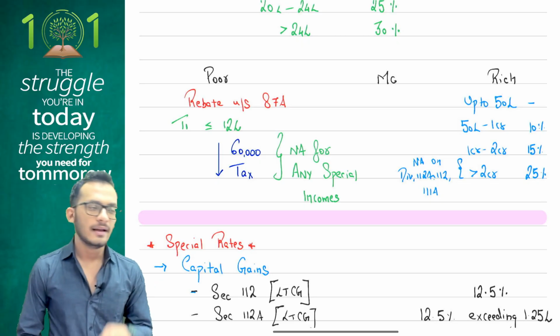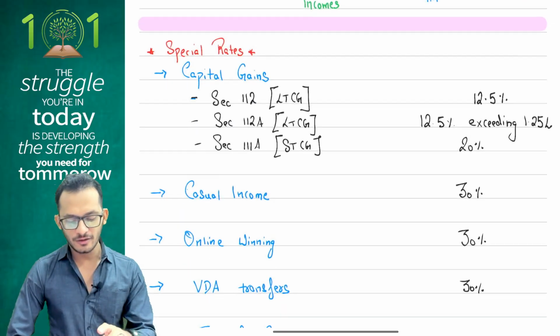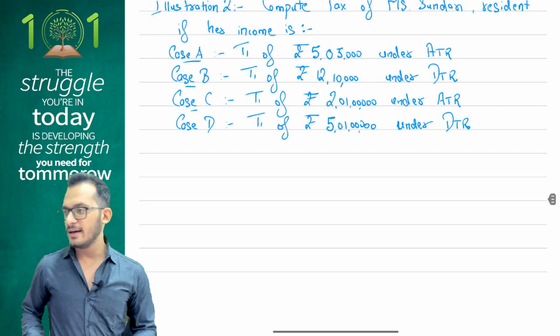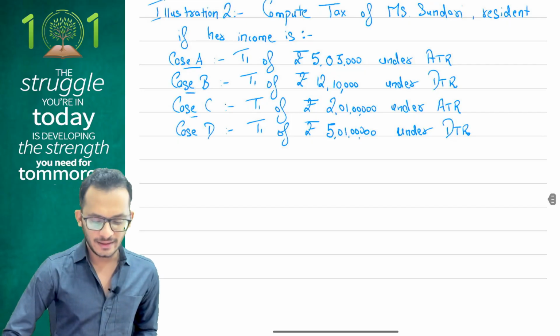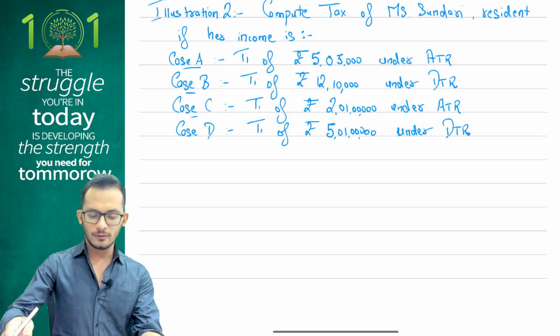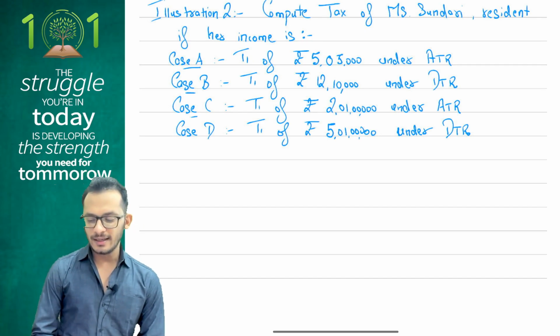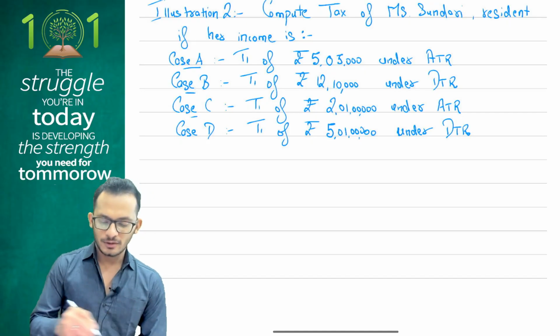Yes or no? Yes. Now I have to give you some insights before I take you to the sums of the next thing. But before that, let's check on the homework question. What is the homework question looking like? I had asked you to compute the tax on Mrs. Sundari having a resident income of 5,03,000 under ATR, 12,10,000 under DTR, 2 crore 1 lakh under ATR, and 5 crore 1 lakh under DTR. This is what the question was.